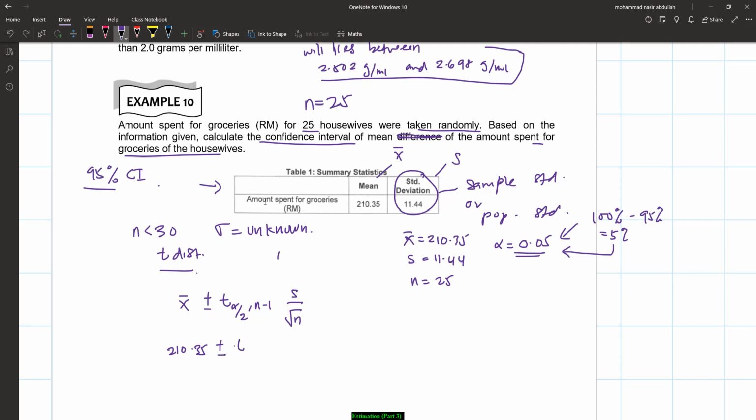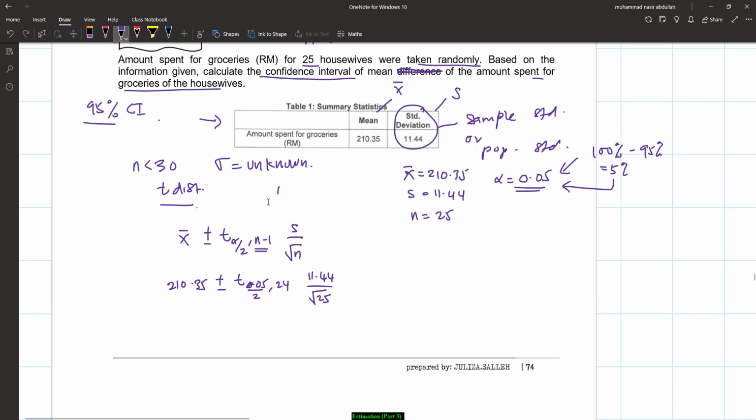So now X bar is 210.35 plus minus T, 0.05 divided by 2, and n minus 1 is 25 minus 1 is 24. S is equal to 11.44 divided by square root of 25. Right? So I tulis sebelah ni. So 210.35 plus minus T alpha divided by 2 is T 0.025 with the degree of freedom 24.